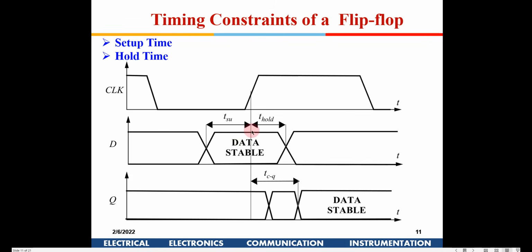Also, we have learned about T hold. T hold means that once the rising edge of the clock has come in, the data needs to remain stable for some time for the data to get captured. Although it is an edge triggered flip-flop, there is still a requirement that the data be stable to be captured by the flip-flop, so you can't have data changing during this time either. These are the two timing constraints of a flip-flop.